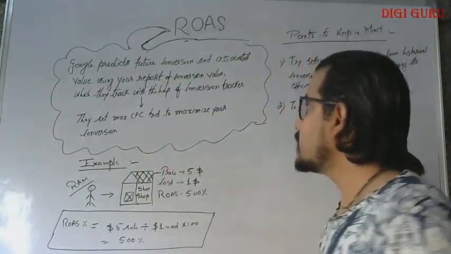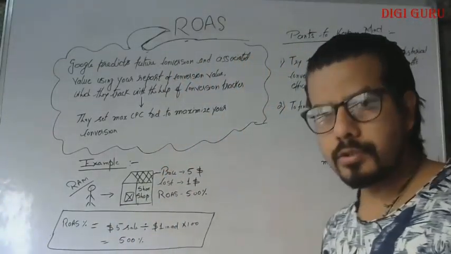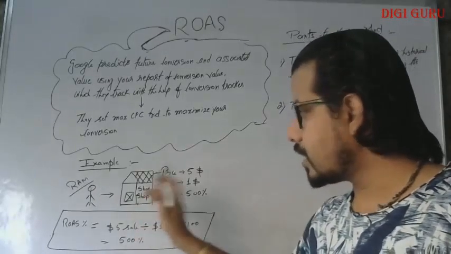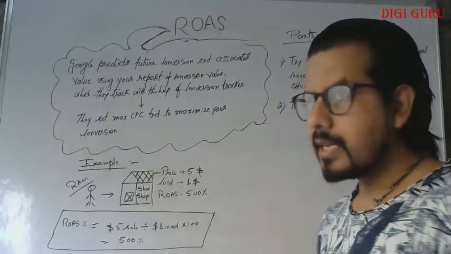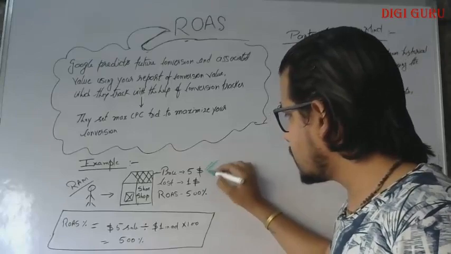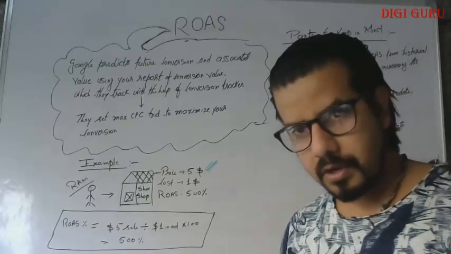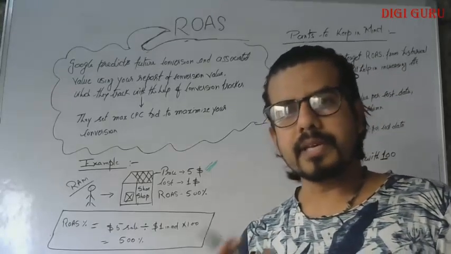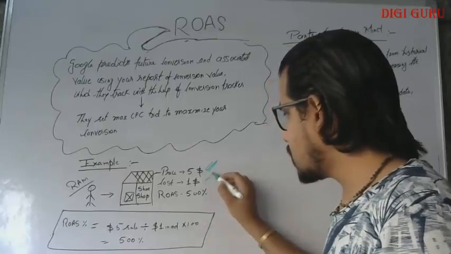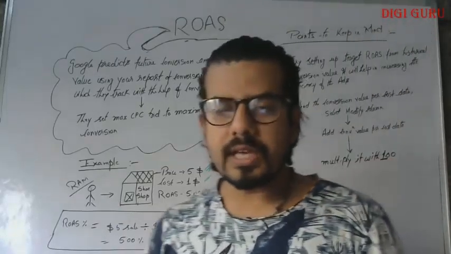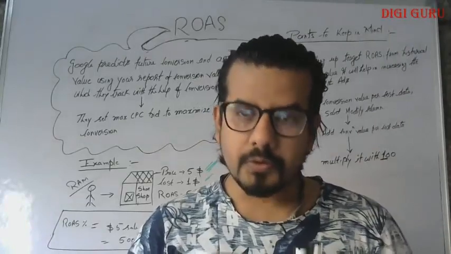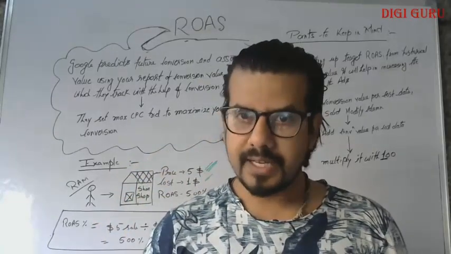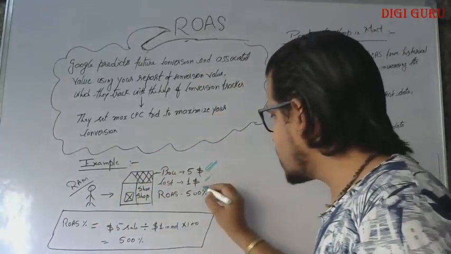So if I try to show you an example, suppose there was a guy Ram who had a shop where he tries to sell shoes, right? Now the price of the shoes which he was selling was $5, and the amount of money that he wants to spend to make one shoe sale is $1, right? So while using the ROAS bidding strategy, we usually have to provide the ROAS percentage that we require, right? Out here the percentage is 500 percent.